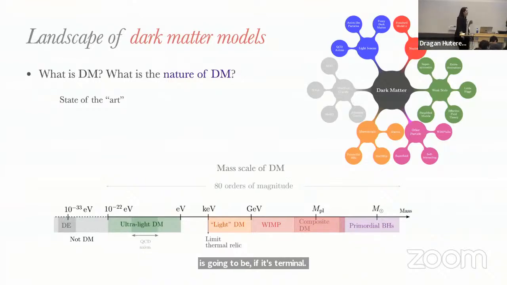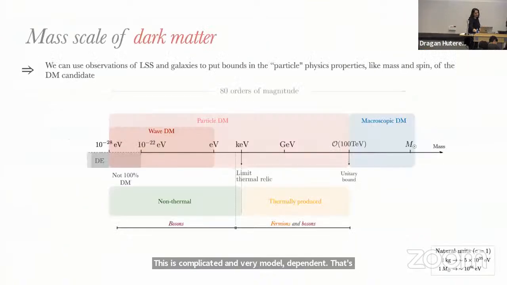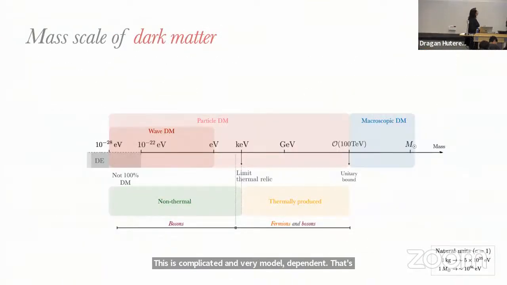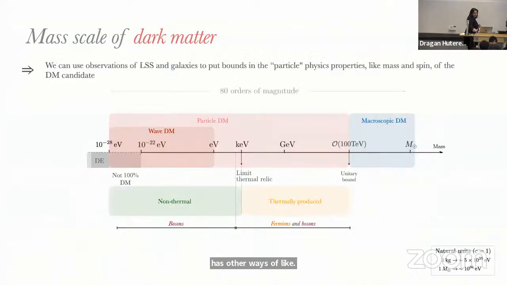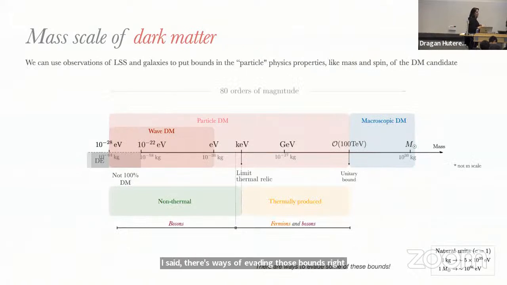Thank you. So my question is, what property does a particle dark matter have to have for the unitarity bound to apply? Oh, let's talk about this later. This is complicated and very model dependent. But a Wimpzilla is not technically considered a particle alone. And like I said, there are ways of evading those bounds.